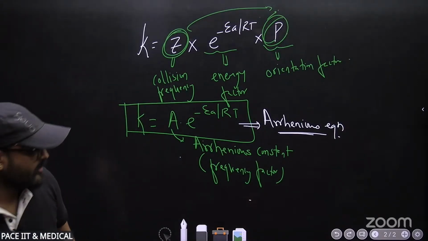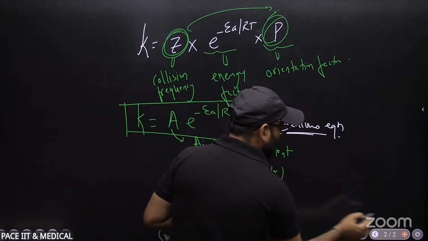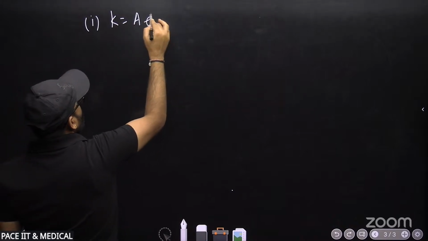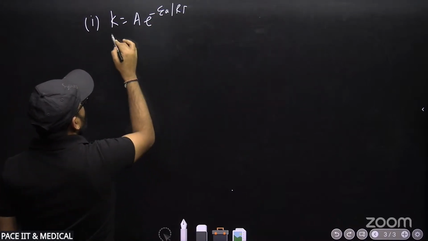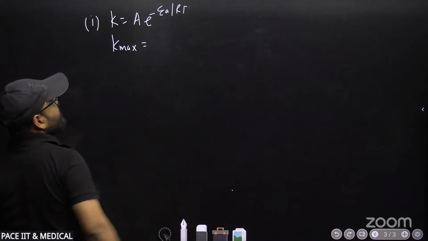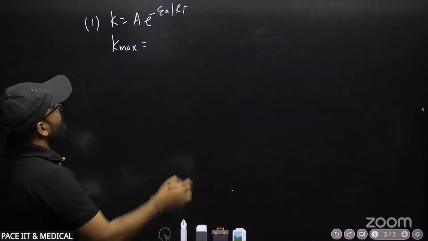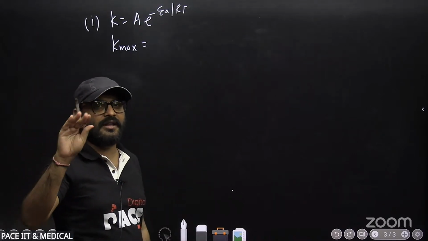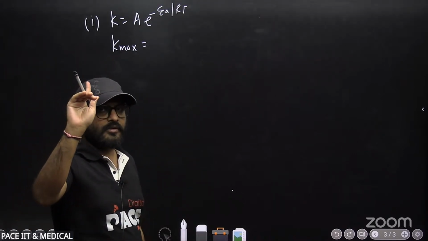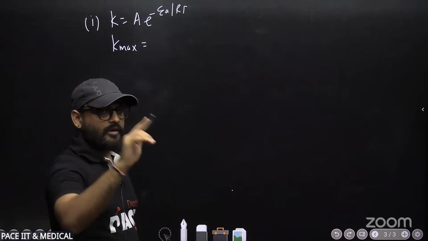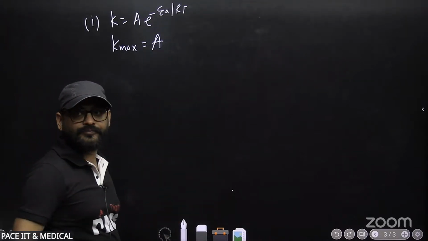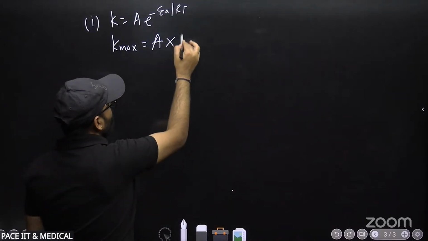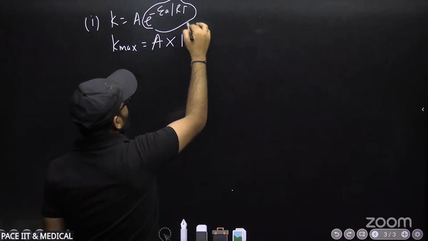Some few extra points on this. Say K equals A into e raised to power minus EA by RT. What will be K max? What can be the K max value? The value of e raised to power minus EA by RT can be maximum 1. So K max is equal to A. K max is equal to A into 1, meaning this value is equal to 1.